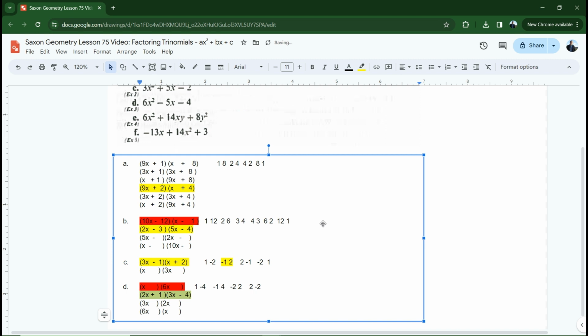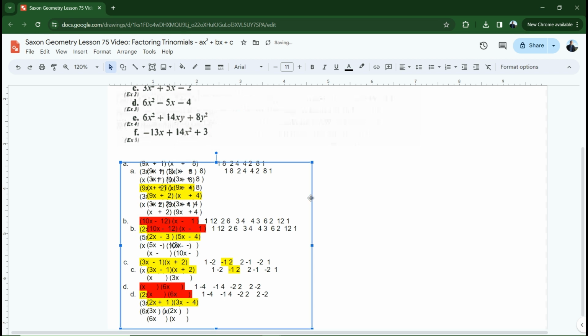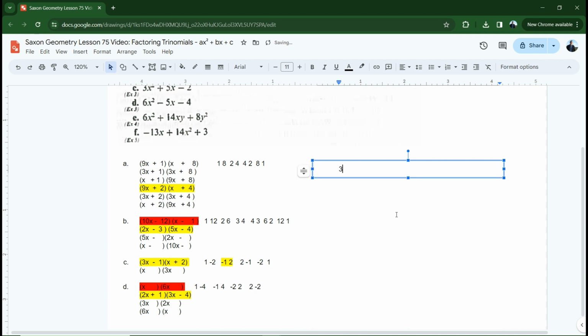Okay, lots of work, but we're getting it. Let's do letter E. I'm just going to take all of this and move it over. And then we're just going to start over with letter E.